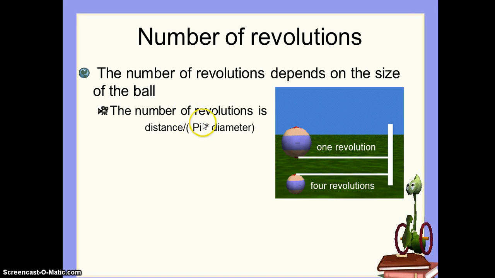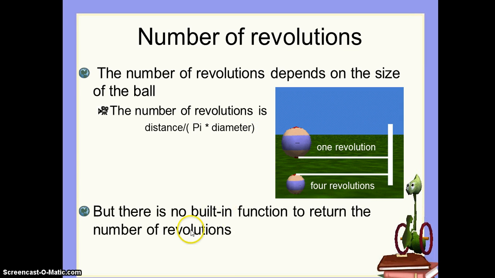So if you take 1 revolution times pi times the diameter, because that's how you find circumference, right? That'll be a certain distance. If you want to figure out how many revolutions you go, you take that distance divided by the quantity pi times the diameter. So there's no built-in function to return the number of revolutions, but that's okay. We're going to write our own.